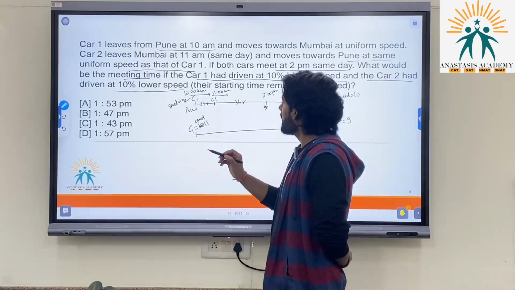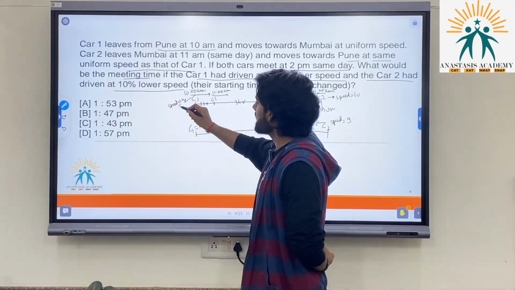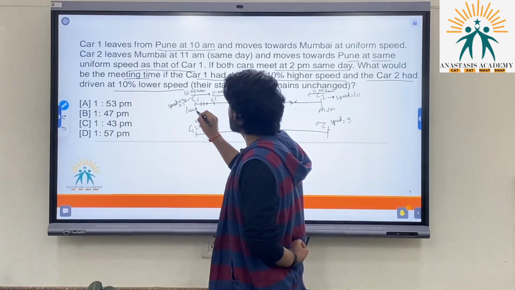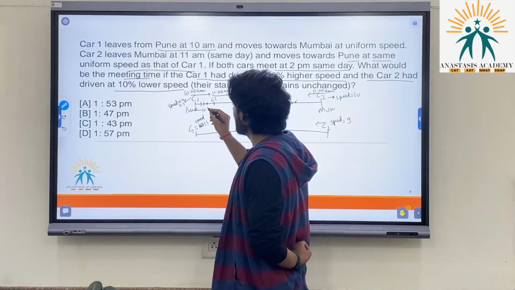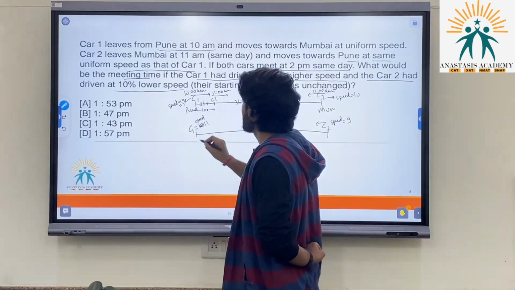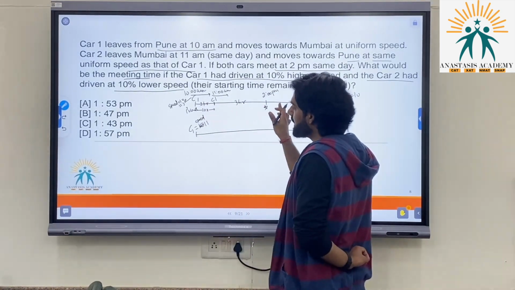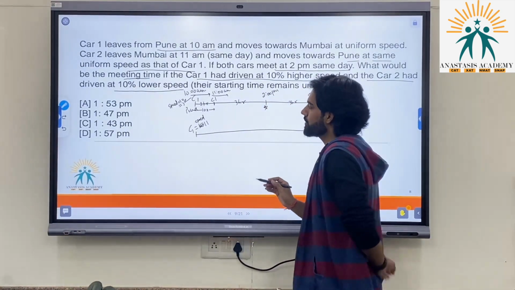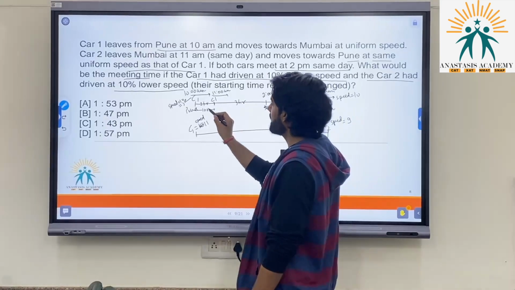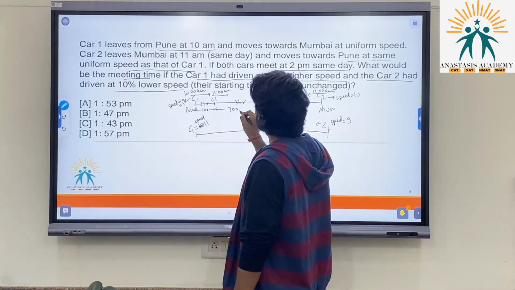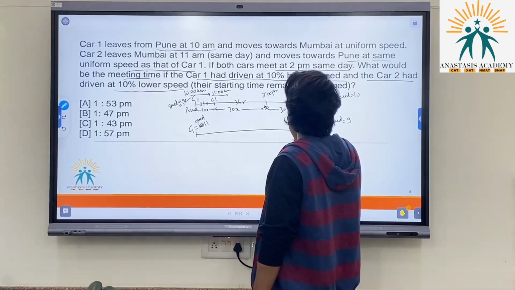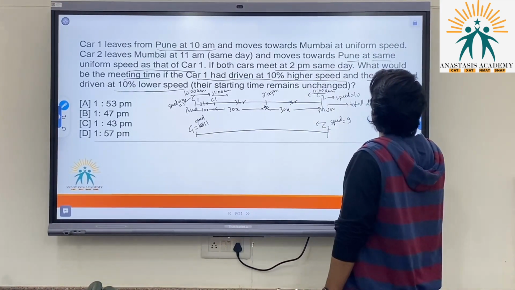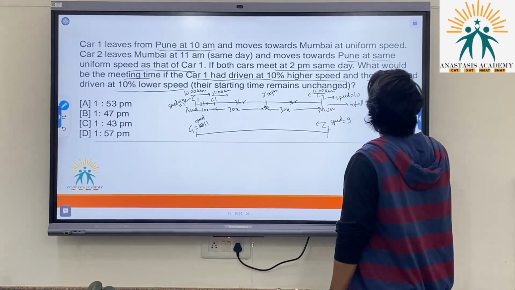Okay, now just understand one thing. If it is traveling at a speed of 10 units, I can fairly say this is 10 units of distance, or let's just assume it 10x. Because speed is uniform and time is in the ratio 1 hour and 3 hours, distance will be in this ratio also. So if this is 10 unit, this is 30 unit of distance and this is also 30 unit of distance. So from here I know total distance between Pune and Mumbai is 70x.